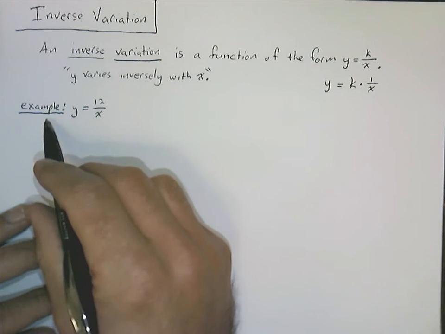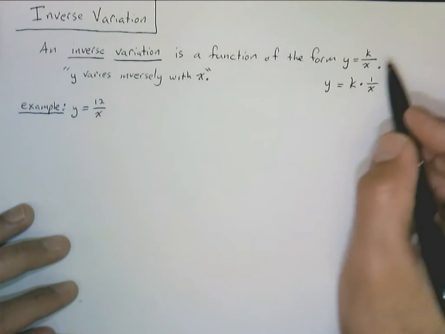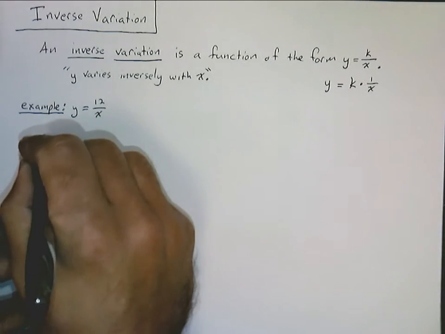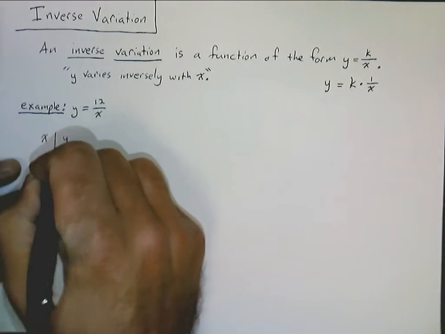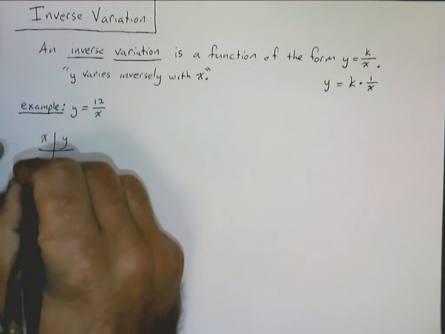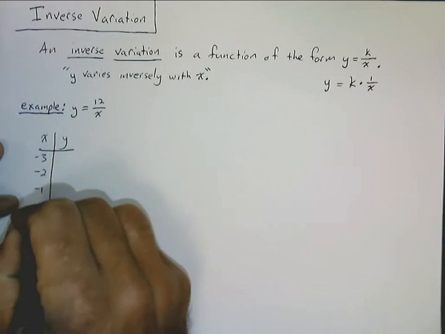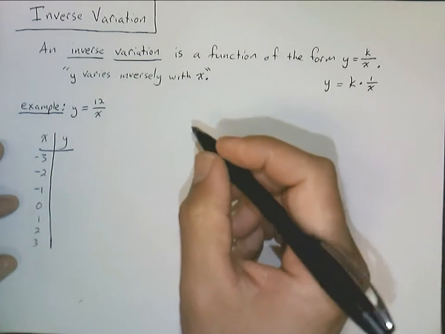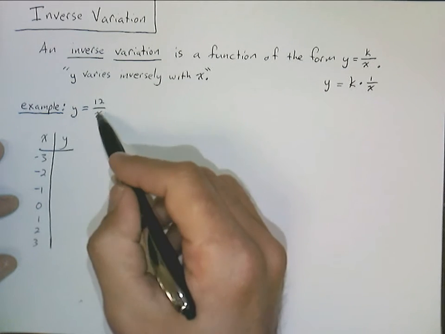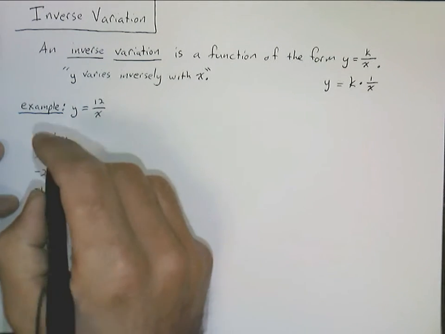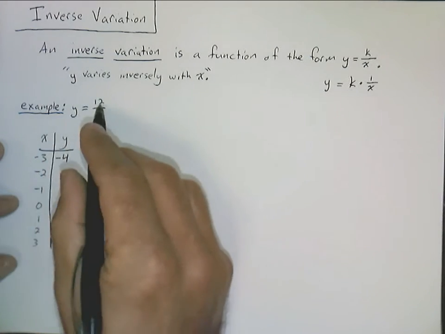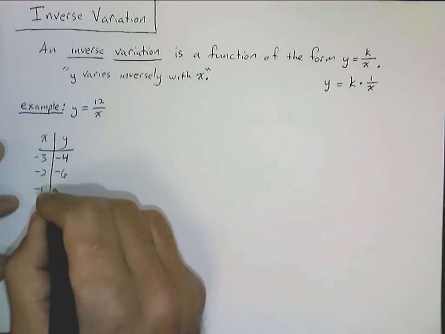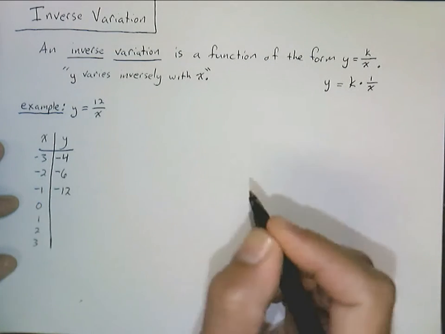One example we might look at here is y is equal to 12 divided by x, where this value k is just 12. And we could make a little table just to get a feel for this thing. And just like before, we'll look at -3, -2, -1, 0, 1, 2, and 3, just for simplicity's sake. And so we plug in these x values. 12 divided by -3 is going to give us a -4. 12 divided by -2 would be -6. 12 divided by -1 is going to be -12.